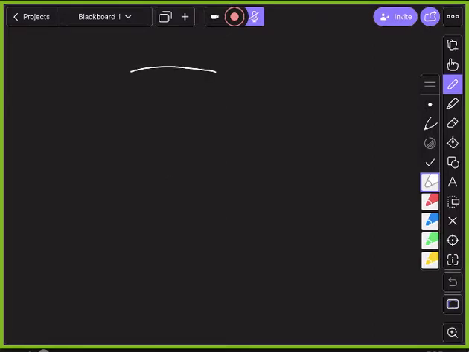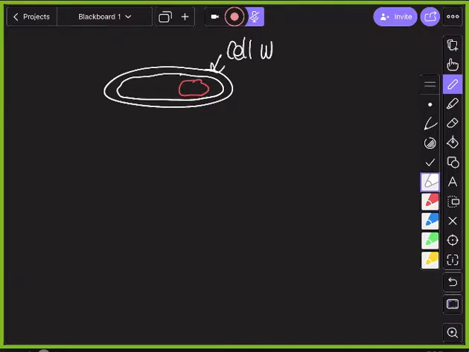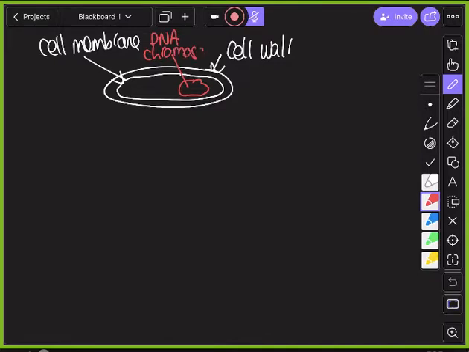So we're going to start with our cell on top. It has the cell membrane and the cell wall, and it has its DNA chromosome. I'm not interested currently in the plasmid. So we have a cell wall, we have a cell membrane, and the red is our DNA chromosome. So it is prokaryotic, no nuclear membrane.